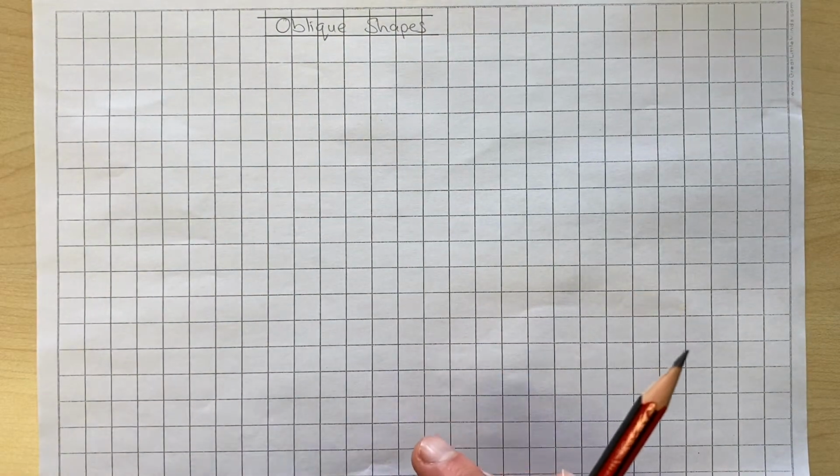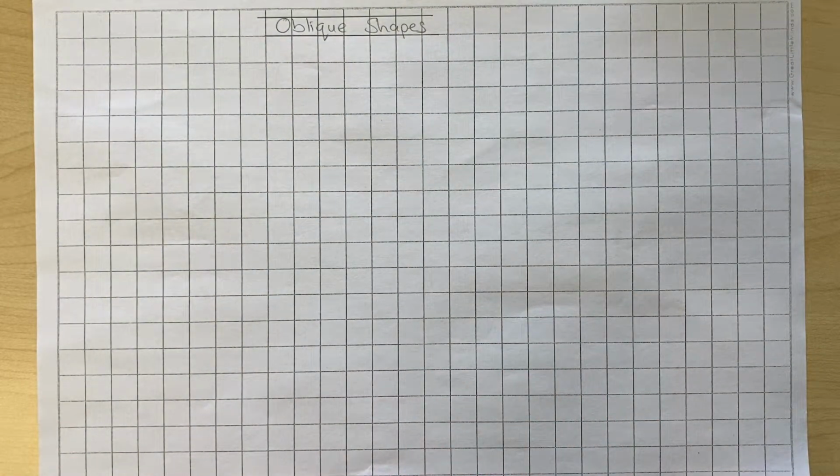So we're going to start, and we're going to draw 3 shapes. We're going to draw a cube, a triangular prism, and a staircase. And we're going to draw 2 versions of each of those shapes. One will be in cavalier and one will be in cabinet. So we're going to start off with a cube, and we're going to do that in cavalier.